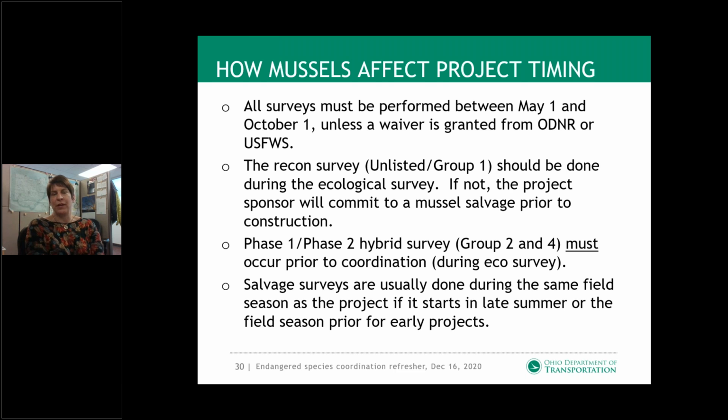So how do these mussels affect your project timing? All surveys have to be performed between May 1 and October 1. So if your stream is over 5 square miles, it's important to time the mussel survey between those dates. If it is a small stream and it's fairly close to the survey dates, generally ODNR will grant a waiver. It is very much more difficult to get a waiver from Fish and Wildlife.